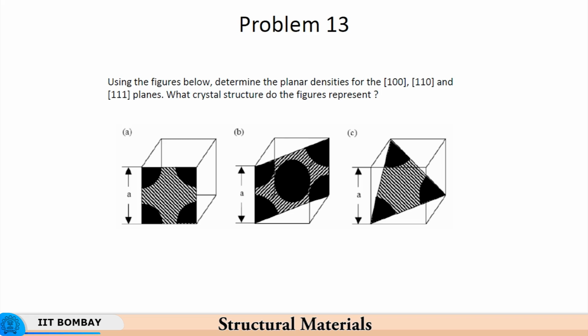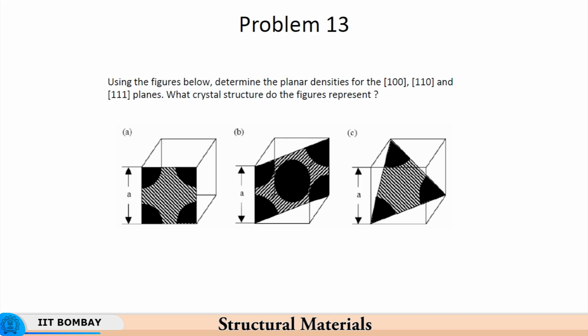So, here if you see, you have 1 quarter of each atom, 4 quarters of atoms. So, you have 1/4, 1/4, 1/4, 1/4. So, 1 atom per plane divided by the area. Area of the plane is a square. So, 1 divided by a square is the planar density of this plane.